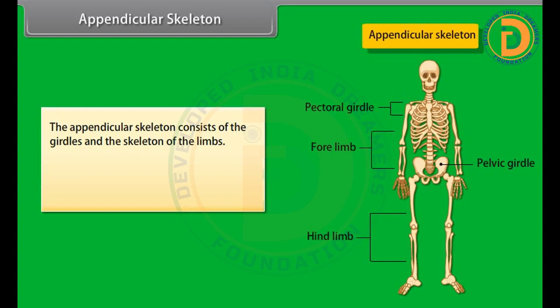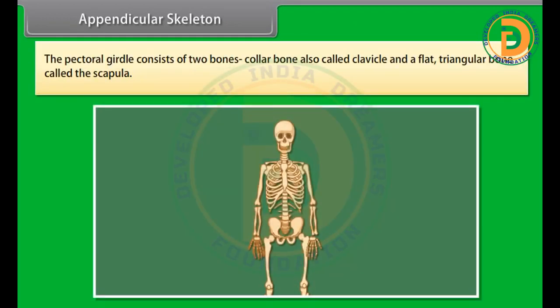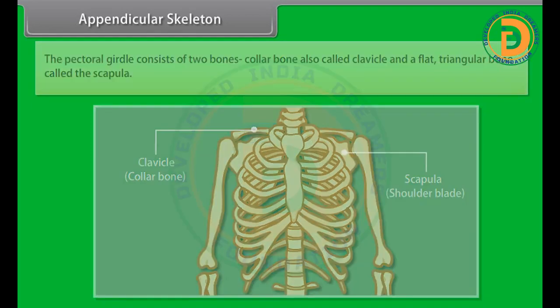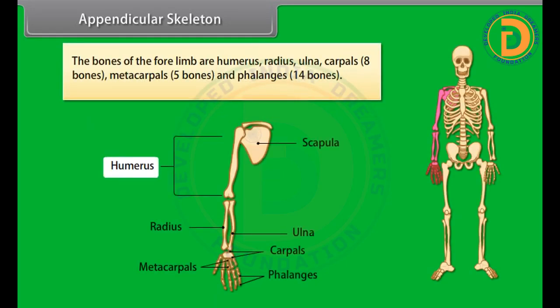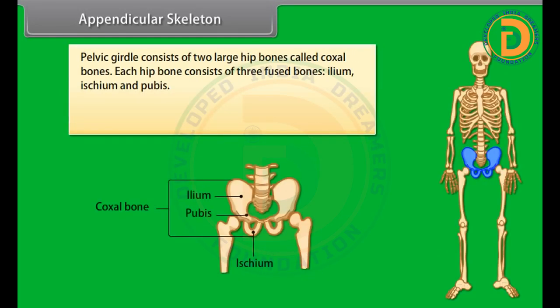Appendicular skeleton. The appendicular skeleton consists of girdles and the skeleton of the limbs. The upper limbs are linked to the pectoral or shoulder girdle, and the lower limbs are linked to the pelvic or hip girdle. The pectoral girdle consists of 2 bones, the collar bone, also called clavicle, and a flat triangular bone called the scapula. The bones of the forelimb are humerus, radius, ulna, carpals, 8 bones, metacarpals, 5 bones, and phalanges, 14 bones.